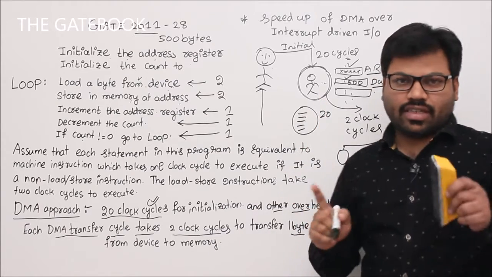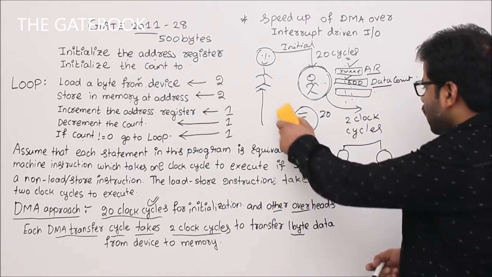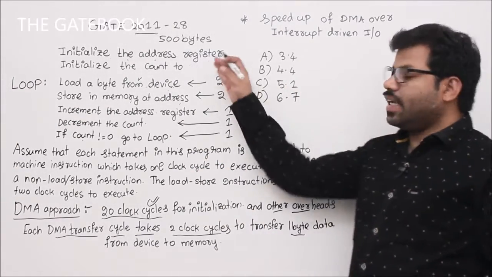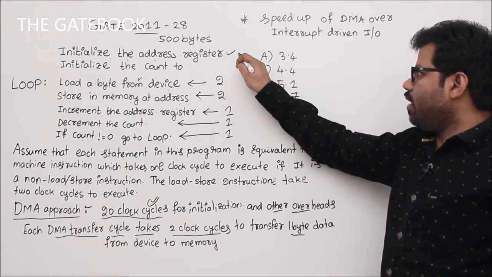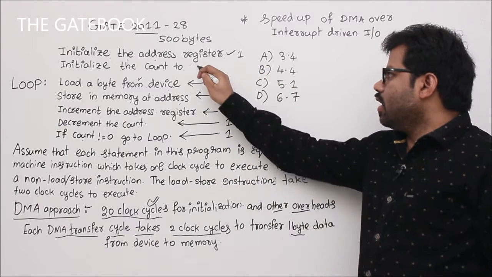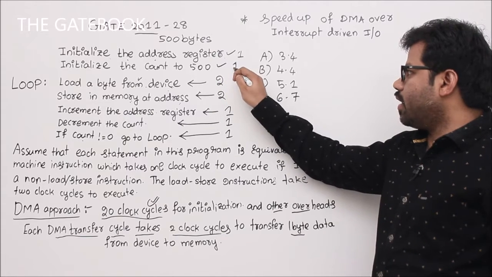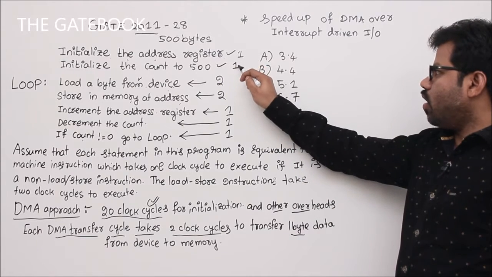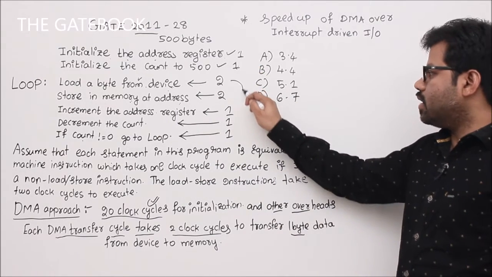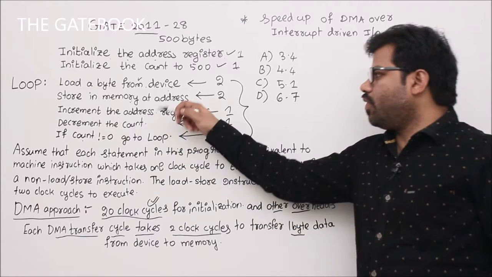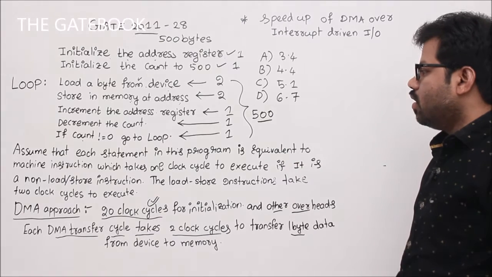Let us focus on the first case. What is the time required to do this interrupt driven program first? Okay, let us do that. Now we'll see one by one. First we see interrupt driven. In interrupt driven, initialize the address register. This is one step, one cycle, that is clearly mentioned. Initializing the count to 500 is also one instruction. It takes one cycle. Now these two are executed only one time, but this loop is executed how many times? 500 times, because there are 500 bytes. For every byte transfer we are doing this, right?